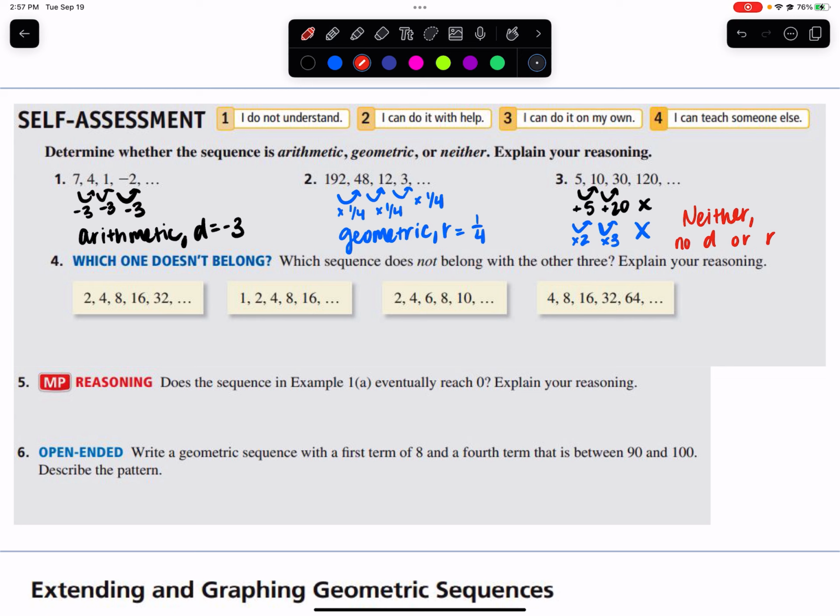All right, number 4, which one does not belong? So you're trying to figure out which one does not belong with the other 3. So basically, if they're all arithmetic, which one is not arithmetic? Or if they're all geometric, which one is not? So with number 4, you should have found this first one. You're multiplying by 2 each time. So that's geometric. R is 2. This one, you should have also found that you're multiplying by 2 each time, so geometric, and R is 2.